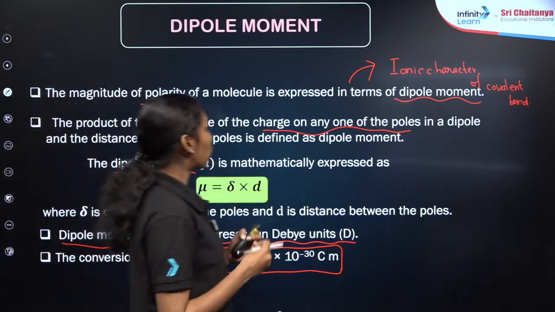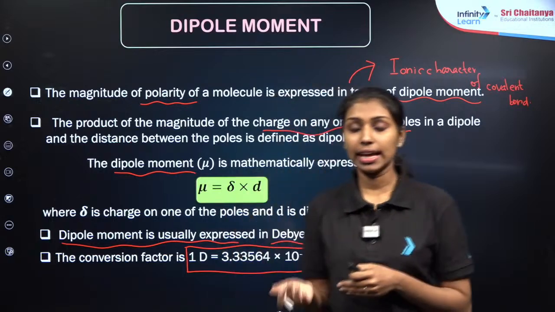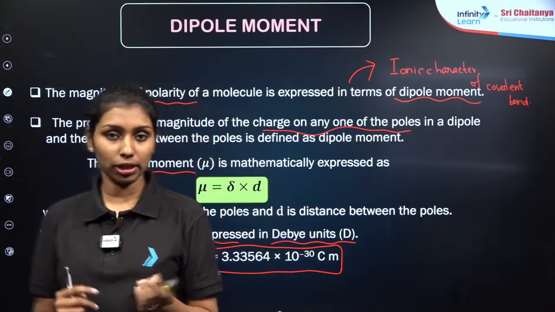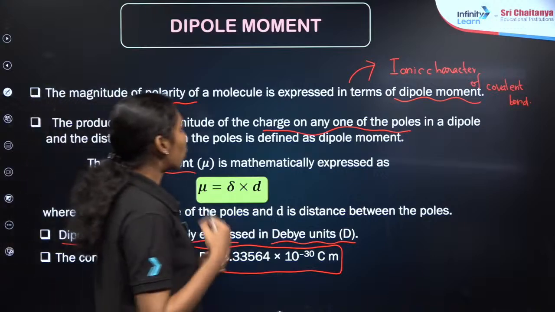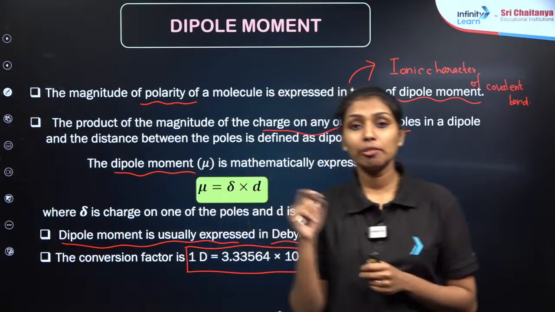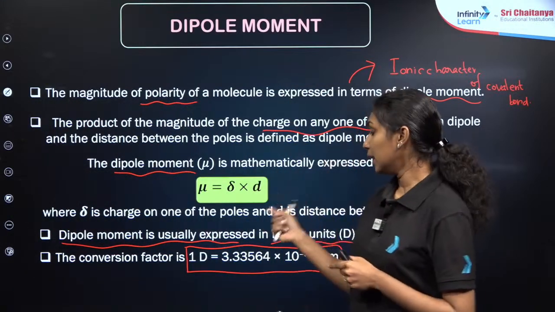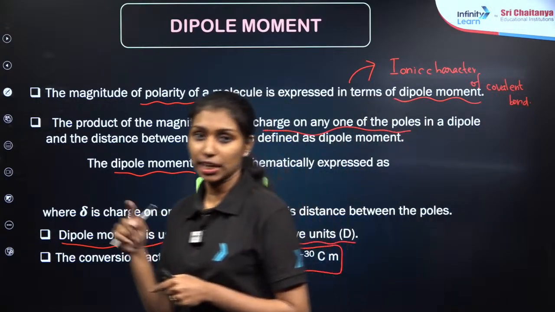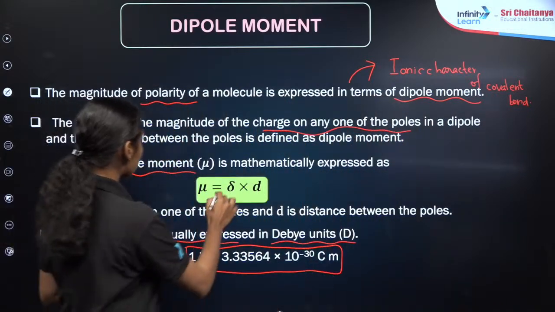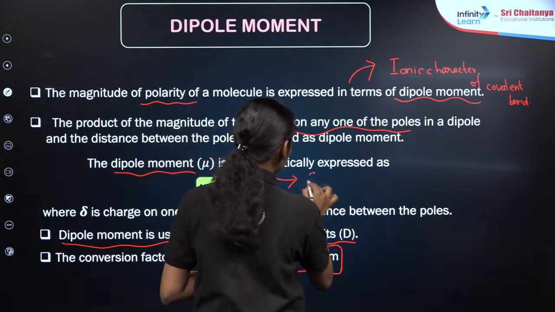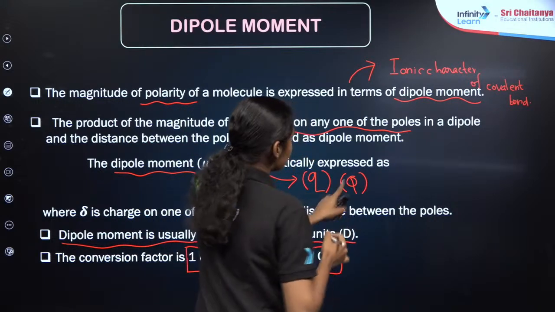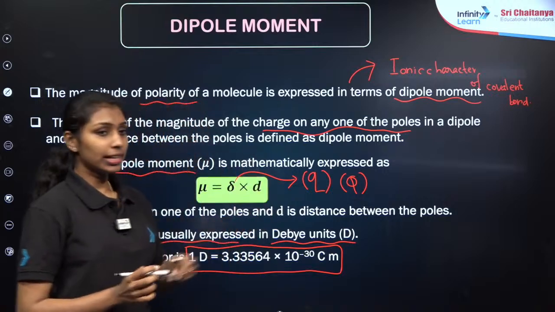We have discussed the polarity of the bond, and we have seen that two types of covalent bonds form: polar covalent bond as well as non-polar covalent bond. In order to find out the polarity of the covalent bond, we use the dipole moment, mathematically expressed as mu is equal to delta into d. In the NCERT textbook, it is also mentioned that delta is otherwise Q, small q or capital Q, which represents the charge of the pole. Clear?